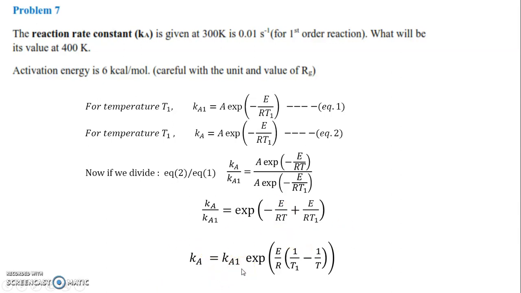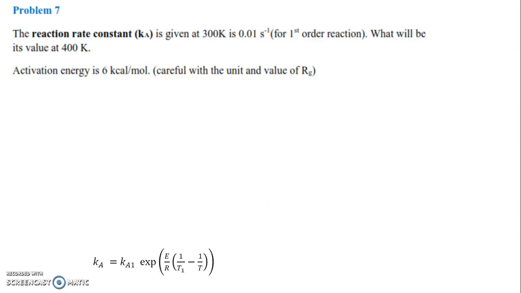Now we solve the problem we have here. At 300 Kelvin it is 0.01 second inverse, and what is the value of k at 400 Kelvin? The value of E is 6 kilocalorie per mole. R should be in calorie per mole per Kelvin: it is 1.987 calorie per mole per Kelvin. So the units are very important for R and also for E.